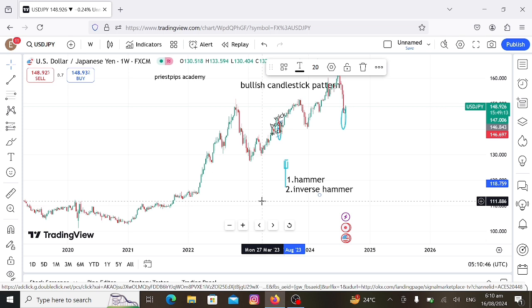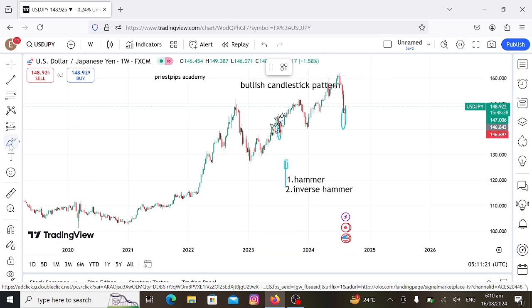The inverse hammer is also a bullish pattern. Let's give notes on this. If you're in our Telegram group, you see proper notes about it. The only difference between the inverse hammer and the hammer is the wick. With the hammer, the wick is at the bottom. With the inverse hammer, the wick is on top.